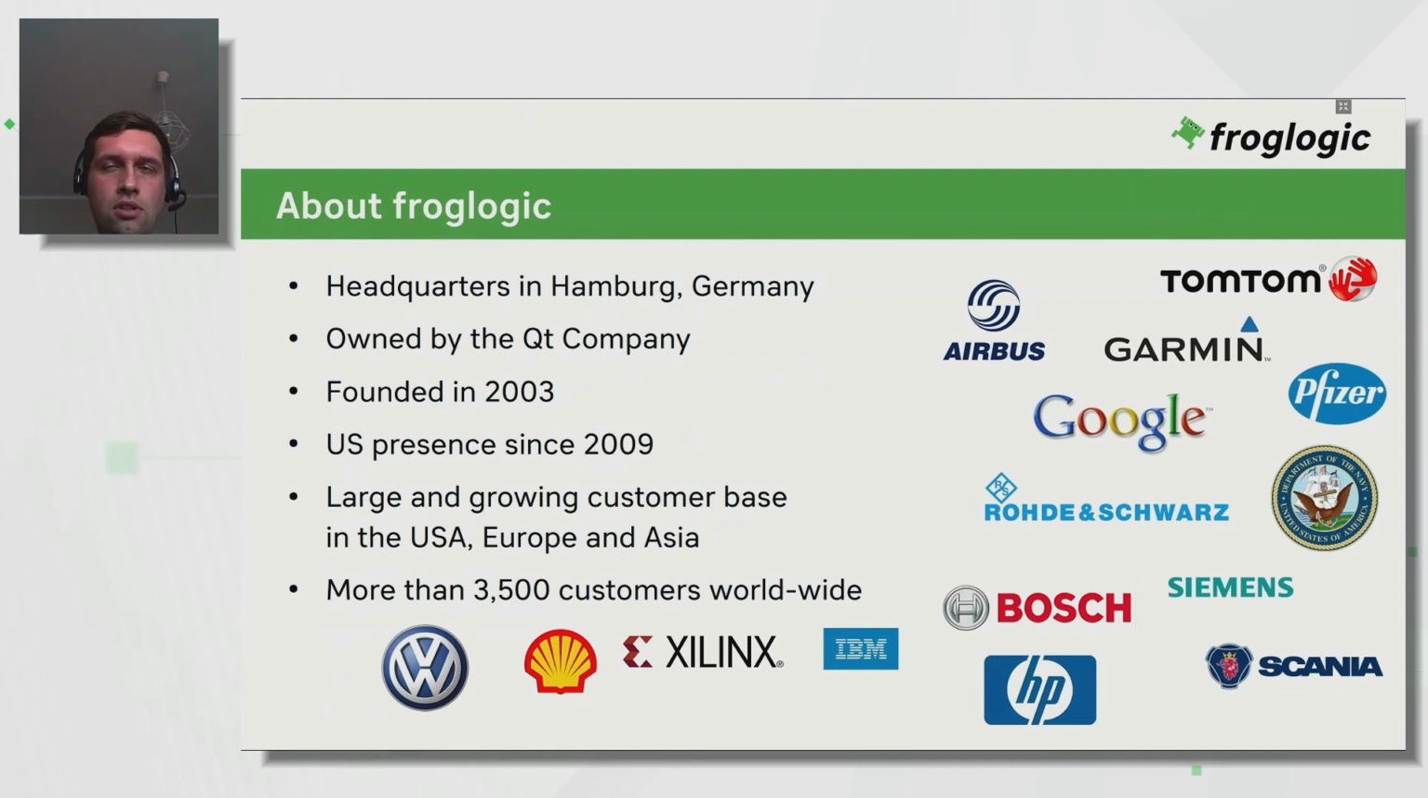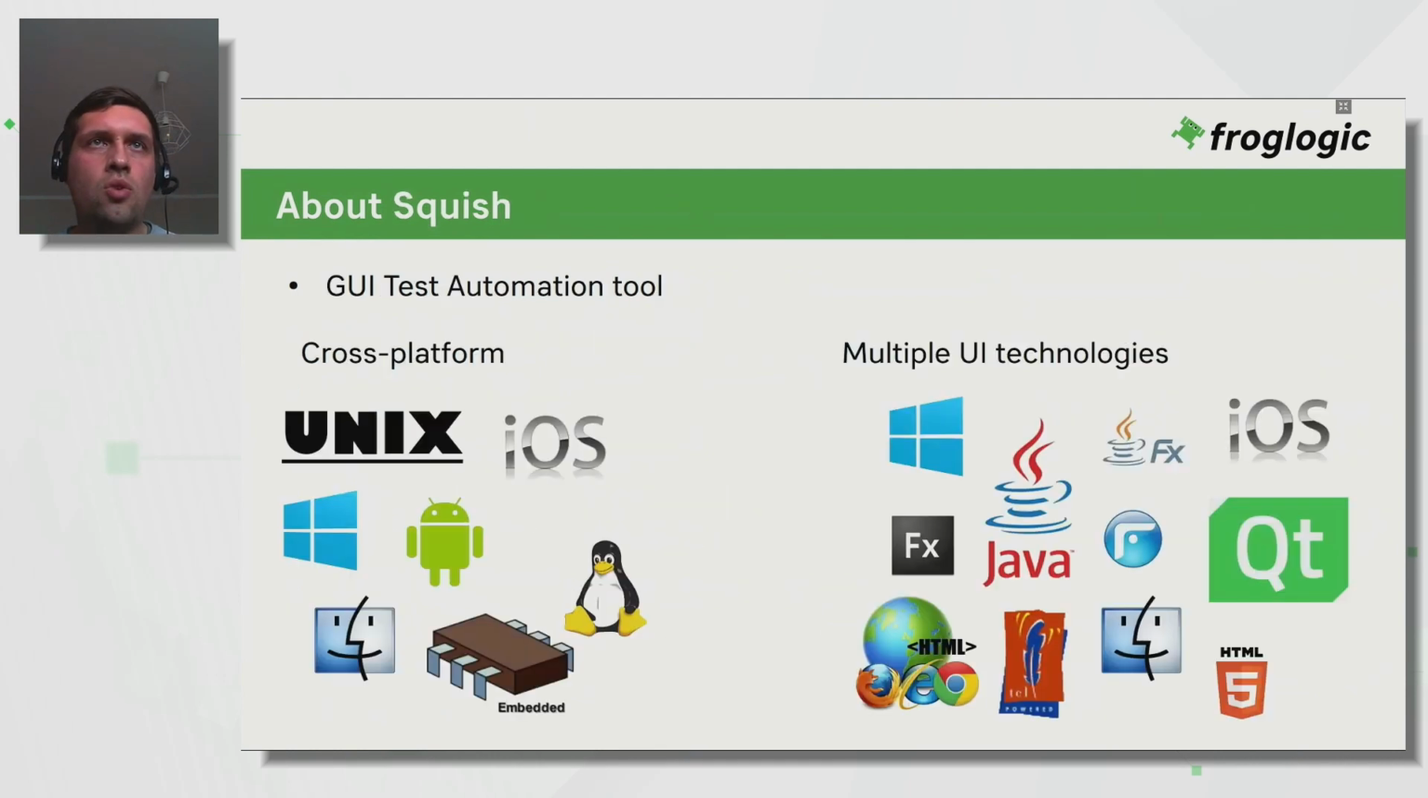Some of them are very well known, as you can see on the slide. We are very strong in the aviation, automotive, and medical industries. Many of these companies provide life safety solutions, and we are very proud that our products support them in their quality assurance process. So what, in fact, is Squish GUI Tester?